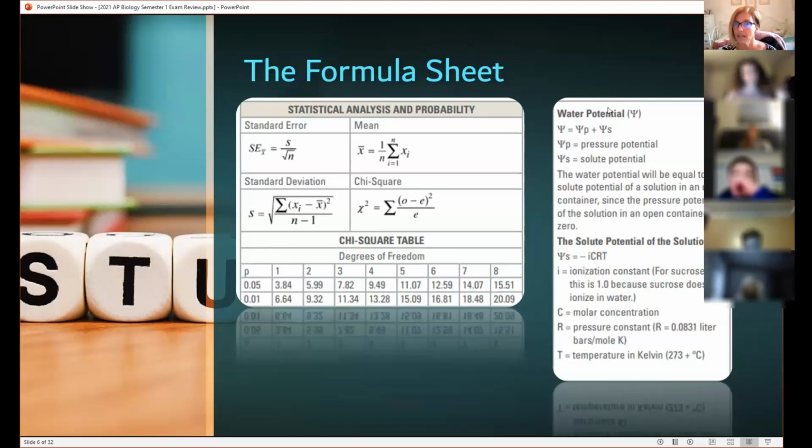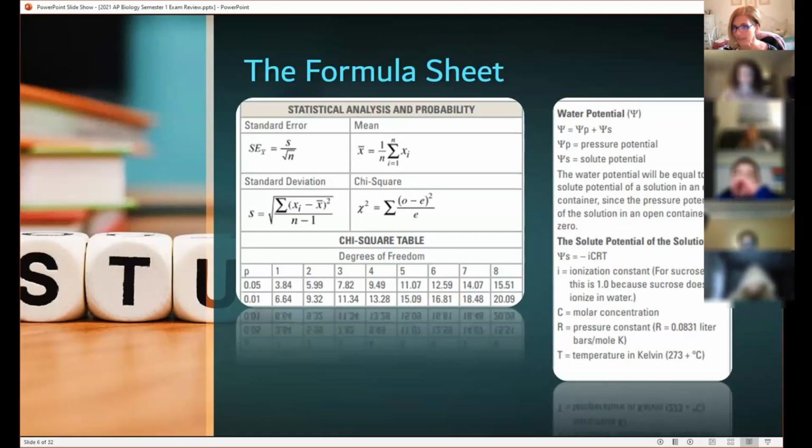All right. You also are given water potential, and it tells you what each of the units are. And you're given solute potential. So you don't even have to memorize how to calculate Kelvin. So all you have to do is know how to use the formulas. Okay.